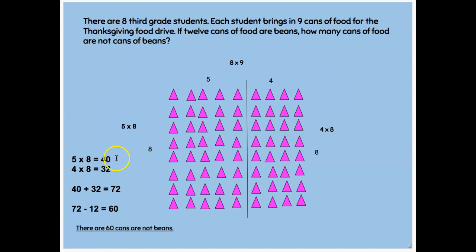5 times 8 equals 40. And over here, I have 4 times 8, and that equals 32. So I take these 2 partial products and I add them together. So the third grade students collected 72 cans of food for the food drive.